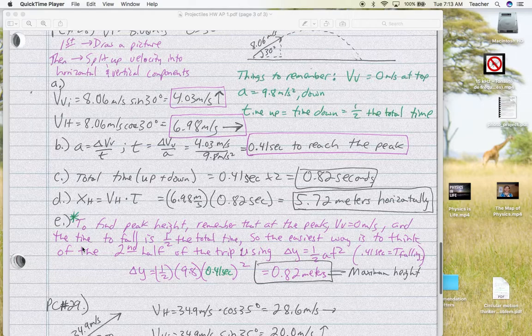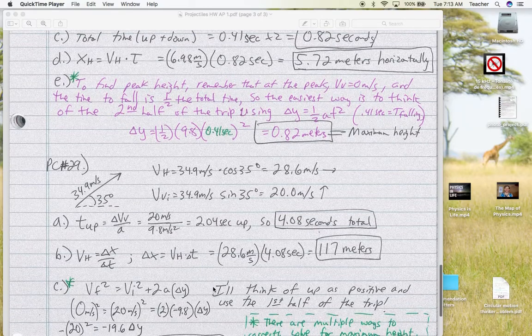To find the peak height, there's a number of ways to do this. I've given you some details here with it. The key is you want to use half the time, or the time only to reach up to the peak or to come down from the peak. And that's because it's reaching its maximum height halfway through the trip. So I tend to think of the second half of the trip where I don't have an initial vertical velocity, that gives me a simpler mathematical model.